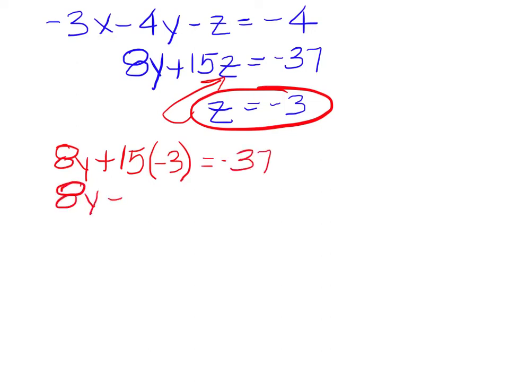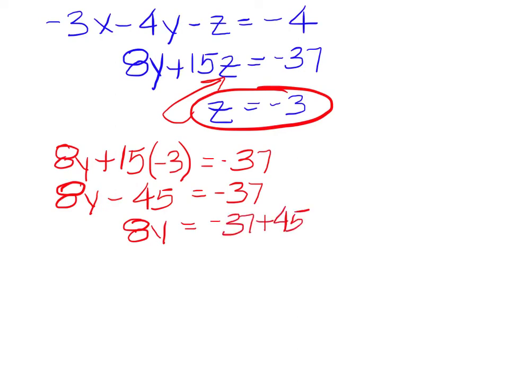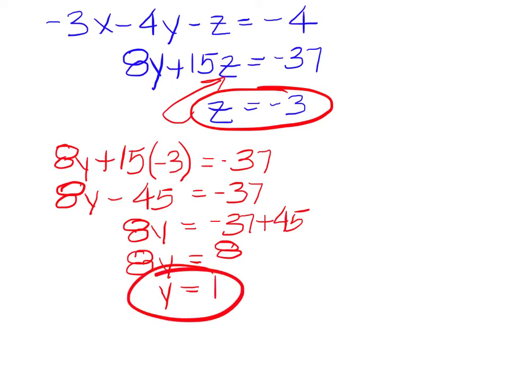8y minus 45 equals a negative 37. And move that minus 45 to the right and make it plus. Simplify the right to get 8. And it works out really neat to where we get y equals 1. So we have z equals negative 3 and y equals 1. You have to plug both of these back into y and z in the very top equation to solve for x.